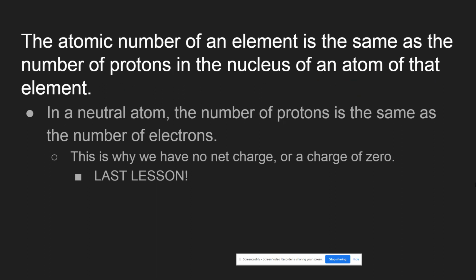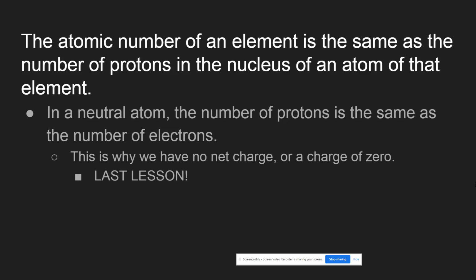All right. The atomic number of an element is the same as the number of protons in the nucleus of an atom of that element. Okay. In a neutral atom, the number of protons is the same as the number of electrons. Okay. So we are under the assumption right now that the number of protons and the number of electrons is going to be the same.